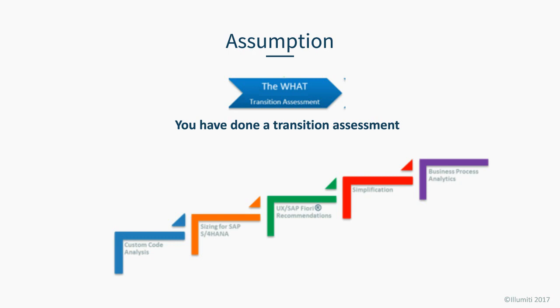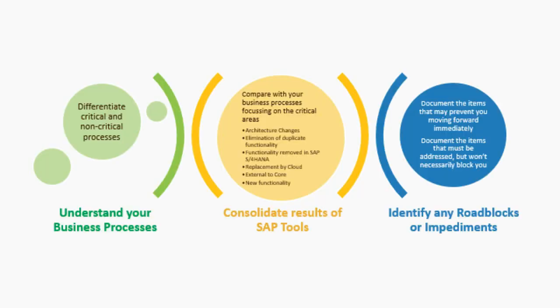And we summarized that in this slide, just saying that you need to understand your business processes, understand what's critical and not critical to your business. You need to be able to consolidate the results of these tools, this readiness check that you've just done, by comparing your business processes that you've deemed critical with things that have changed, to make sure that your business is still going to be able to run when you go live.